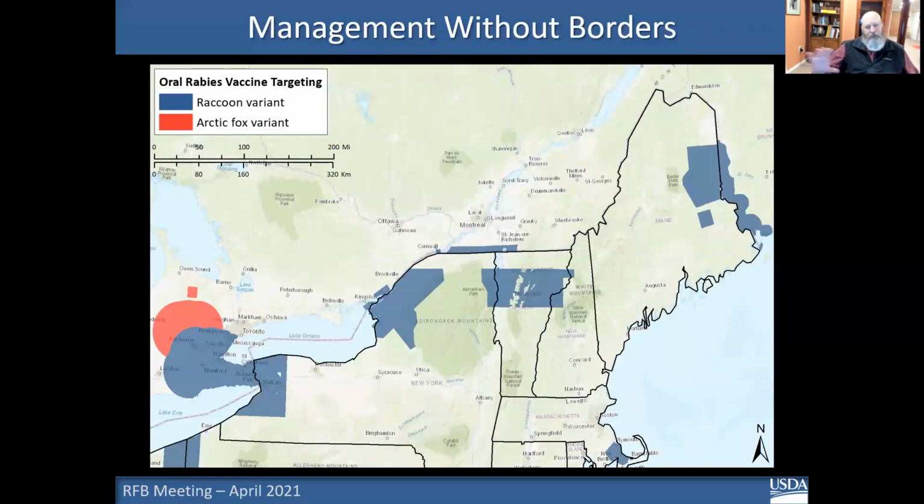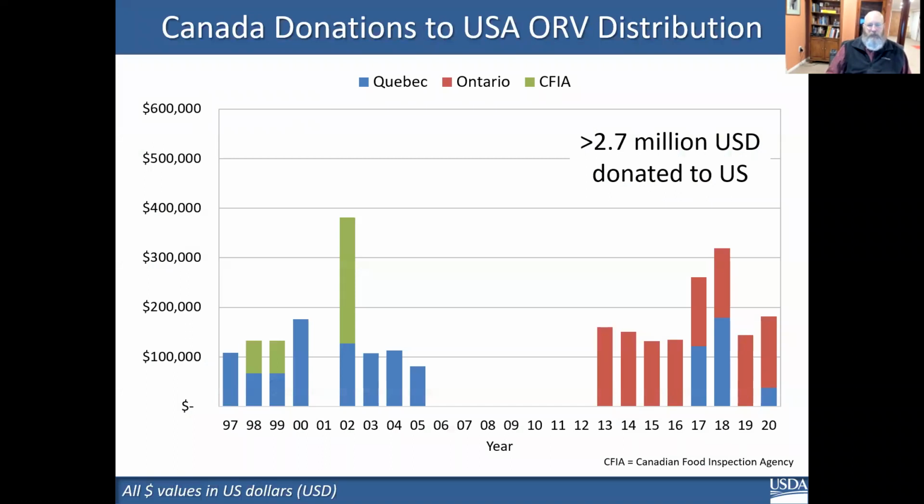And that Management Without Borders initiative has led to, in 2021, this year, there's going to be no ORV distributed in Quebec for the first time since 2006, because they have such faith in our strategic planning and our transparency and the amount of surveillance that's going on. In fact, they're going to continue to do what they've done for many years now between Quebec and Ontario, and also the Canadian Food Inspection Agency, the federal agency, have donated baits to put on our side of the border. So that's resulting in a value of about $2.7 million over the years.